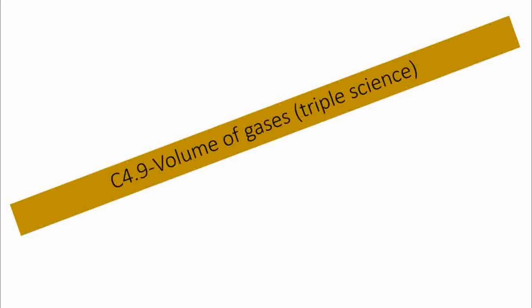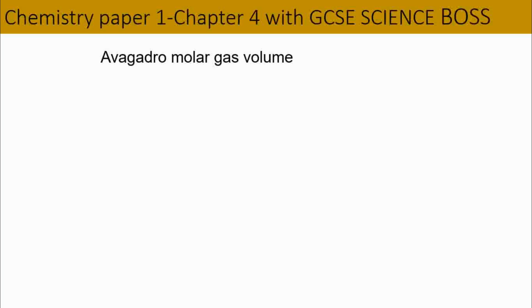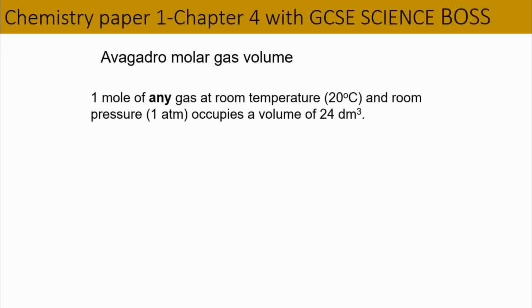All right, so now we're on to our final topic for this chapter. It's a really intense chapter, really well done for those who made it through. When we talk about volume of gases, we now need to look at Avogadro's molar gas volume. What it says is that 1 mole of any gas at room temperature and pressure, so room temperature is 20 degrees and pressure is 1 atmosphere, occupies a space of 24 dm cube. And this is what is known as molar gas volume.